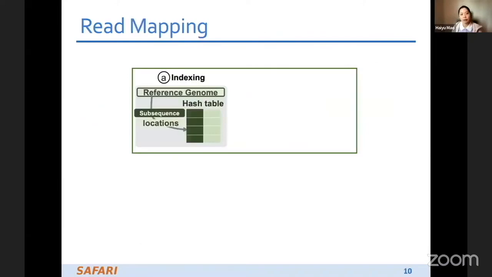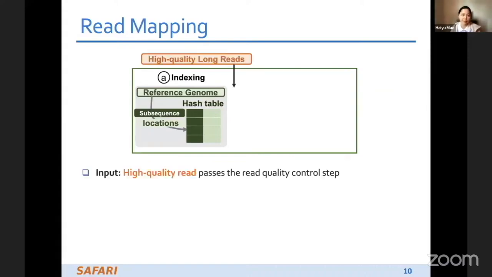The third one is read mapping. In read mapping, we have a pre-analysis step called indexing, in which we reorganize the reference genome, for example, in the shape of a hash table, which enables us to query the reference genome faster.